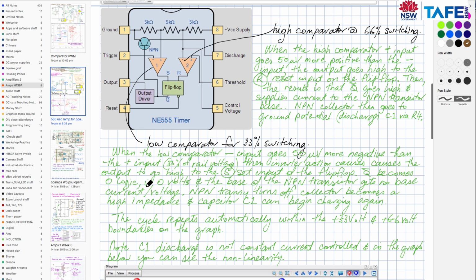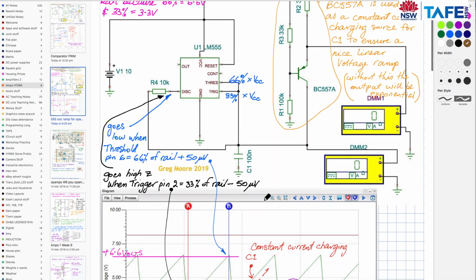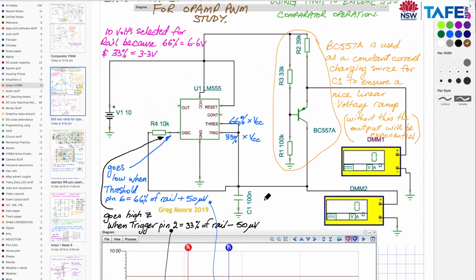Not Q becomes zero logic, i.e. 0 volts, and the base of the NPN transistor gets no base current, no base voltage. Therefore, the NPN transistor turns off, collector becomes a high impedance to ground, and the capacitor C1 can now begin charging again. By turning that transistor off, it's like getting an axe and putting it through this wire. We no longer have a 10K current path coming down here to ground because the transistor switching there has been turned off.